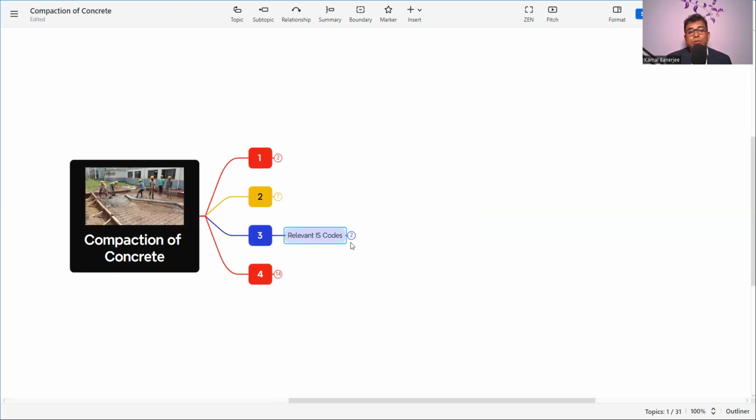Now, what are the relevant codes we have to discuss? IS 2505:2023 and IS 3558:1983. One is the specification of the needle vibrator, and the other is the specification of how to use the vibrator, or how to select the vibrator and what its rate is, everything. So these two are the relevant codes for the needle vibrator.